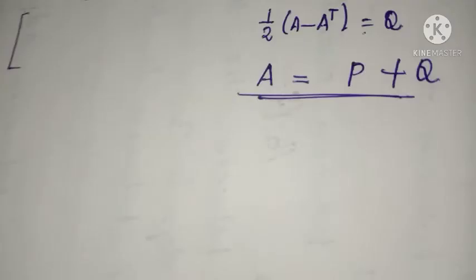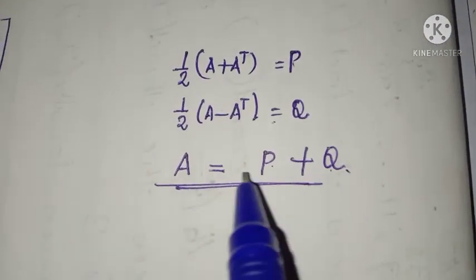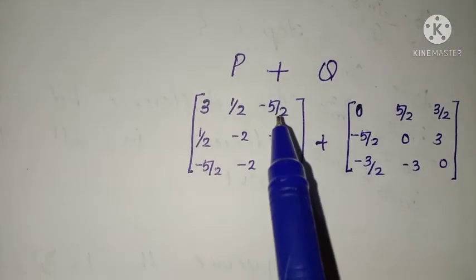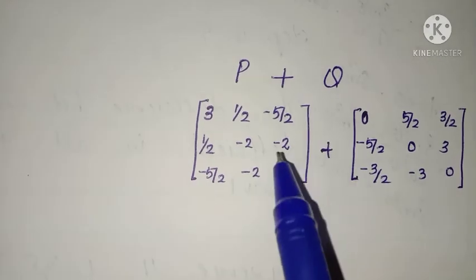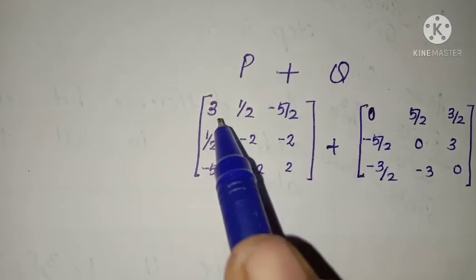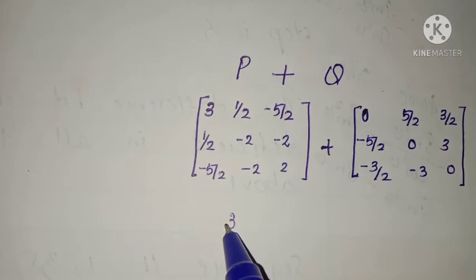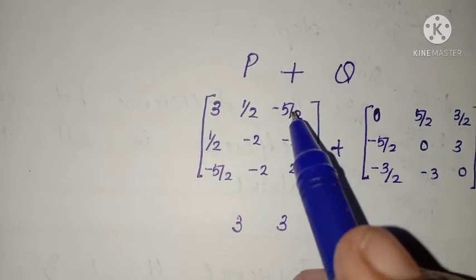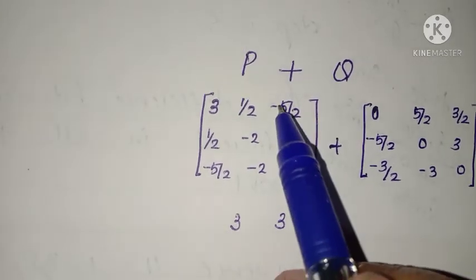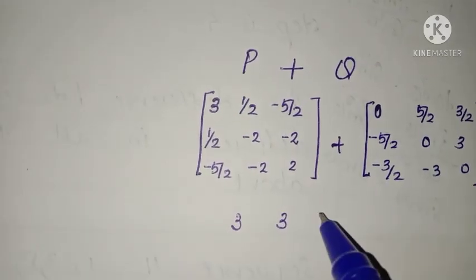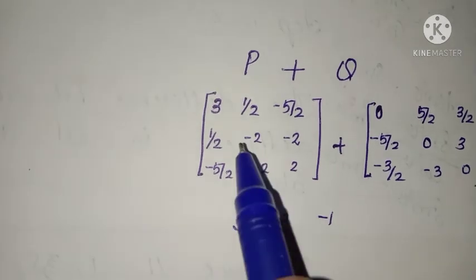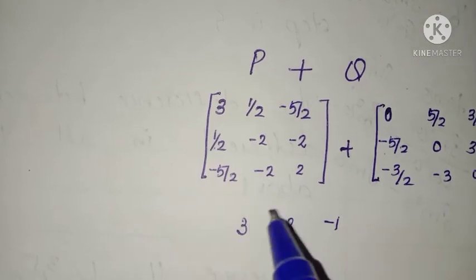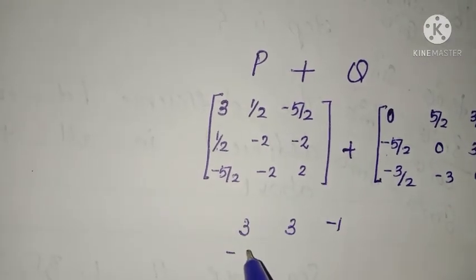Now we want to verify the sum of these two matrices is same as the given matrix. See the matrices P and Q. Now add both the matrices. We can see that 3 plus 0, 3. 1 by 2 plus 5 by 2, 6 by 2, that is same as 3. 5 by 2 plus 3 by 2... minus 5 by 2 plus 3 by 2, minus 2 by 2, that is minus 1. Similarly, we get minus 5 by 2 plus 1 by 2, that is minus 4 by 2.